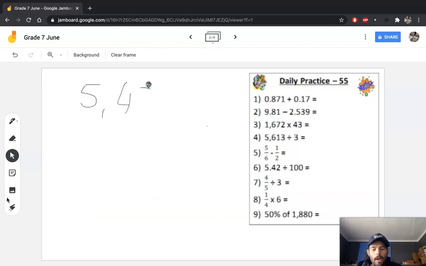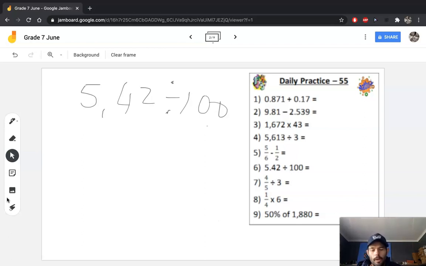5,42 divided by 100 for question 6. We know that when we divide by 10, 100, or 1,000, the number gets so many places smaller depending on how many zeros there are in the number. So depending on if it's 10, it gets one place smaller. If it's 100, it gets two places smaller. If it's 1,000, three places, and so on.